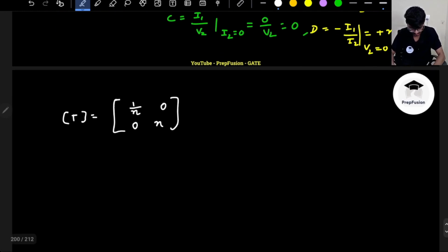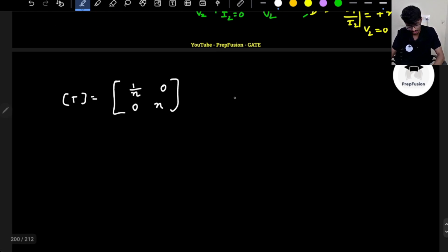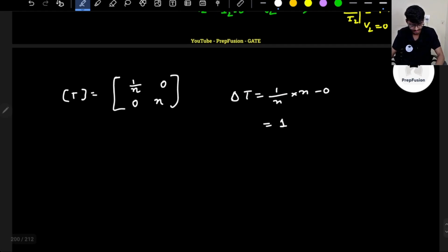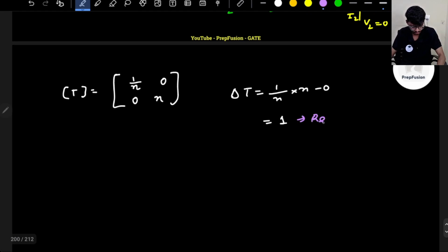So if I check the reciprocity condition, what is the reciprocity condition? The determinant of T is here 1 by n into n minus 0. So it will be 1. So the determinant is 1, and hence the network is reciprocal, as proved in the previous iteration as well.